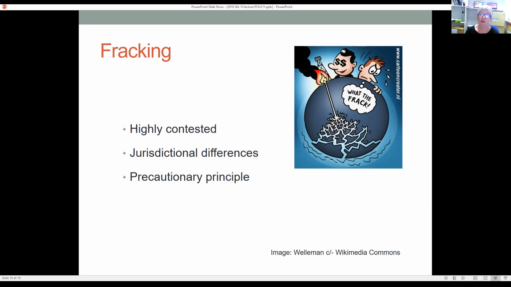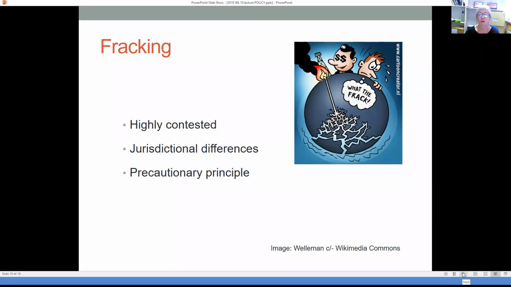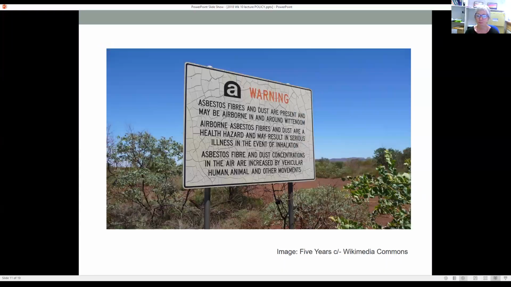And Lock the Gate is one organisation throughout the land that has called for a halt to coal seam gas and drilling in New South Wales in particular, until we know a little bit more.